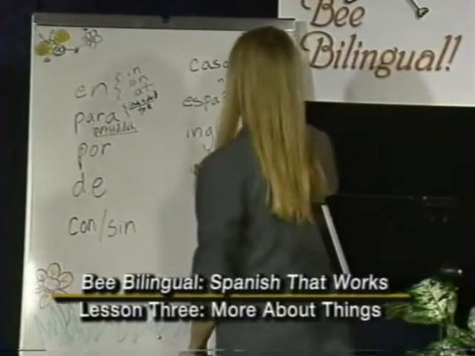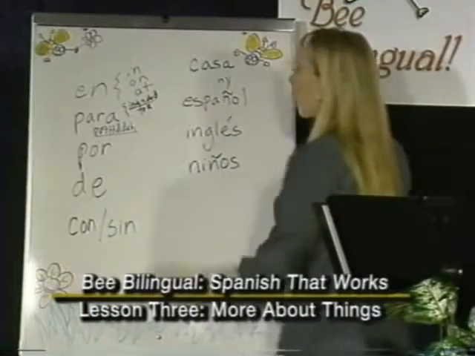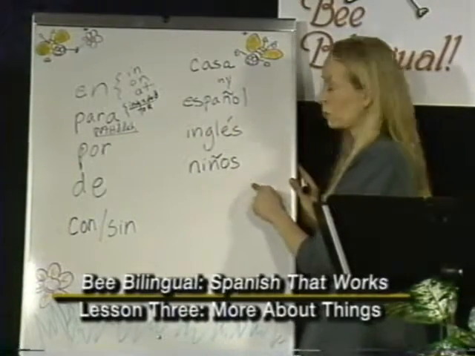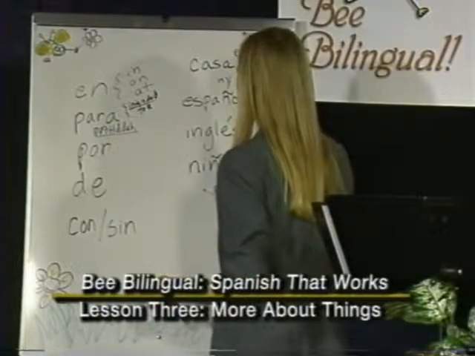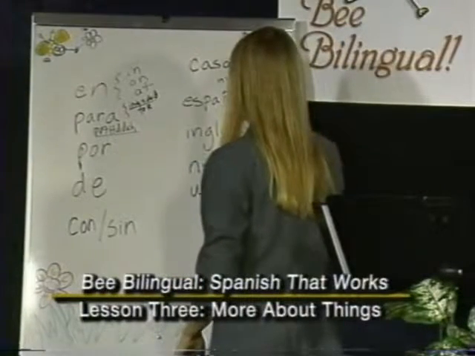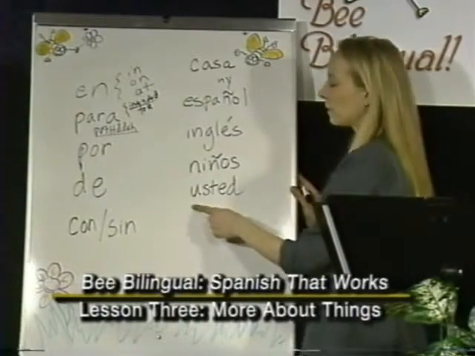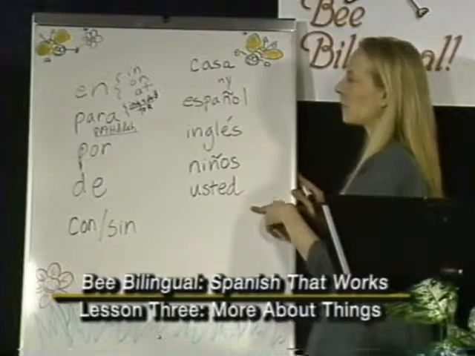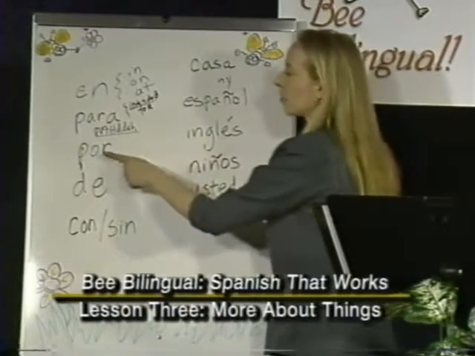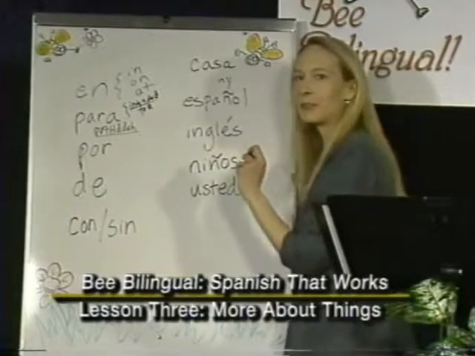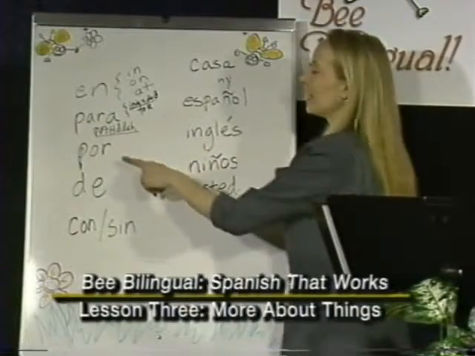Now, intended for children would be para niños. Intended for you would be para usted. Now this word, por, again, try the ladder trick, the D-D-E-R of the English word ladder, if you can't say the trill yet. Por.